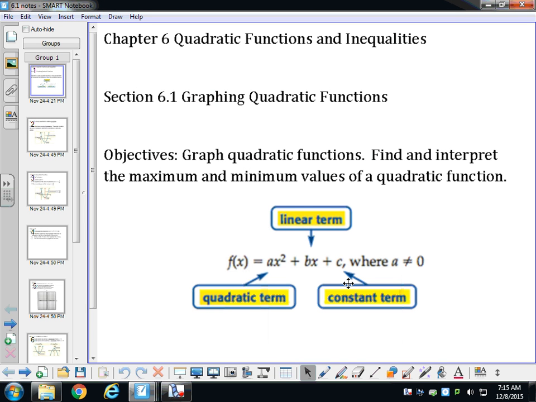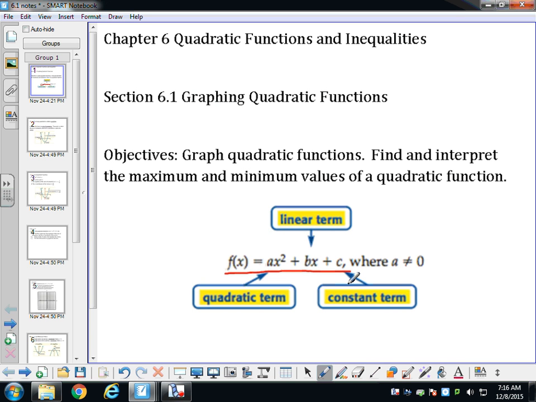Chapter 6 is all about quadratic functions. In section 6.1, we will be taking a look at graphing quadratic functions and some different characteristics that they have. Now, every quadratic function is in this form: f of x equals ax squared plus bx plus c, where ax squared is your quadratic term, bx is your linear term, and c is your constant term.